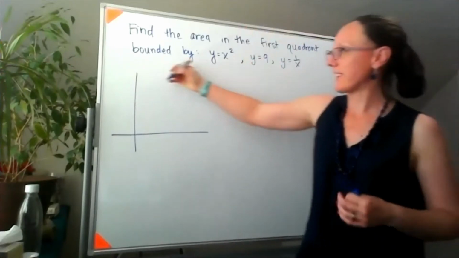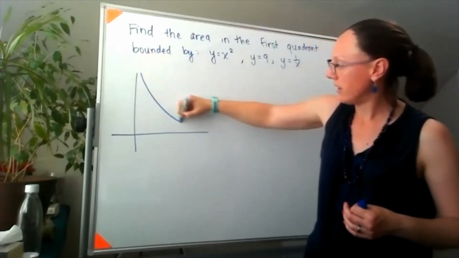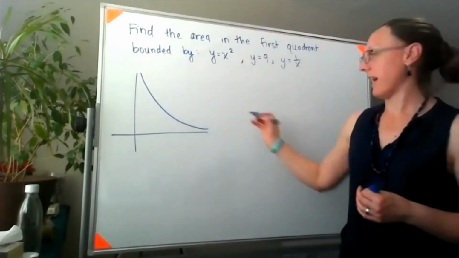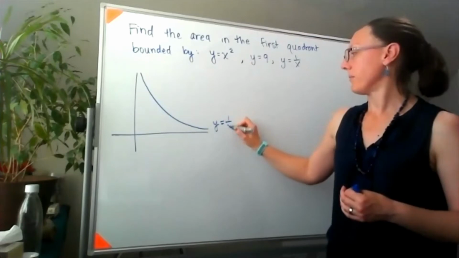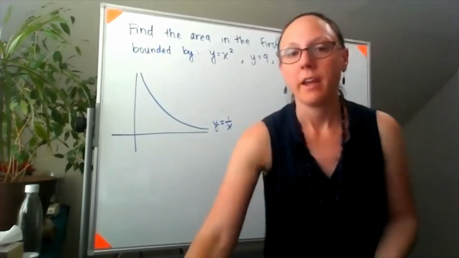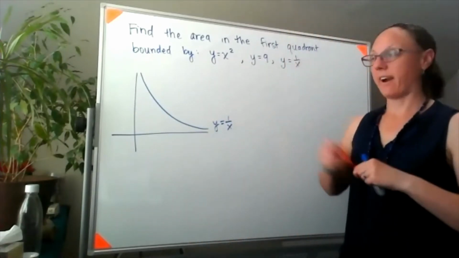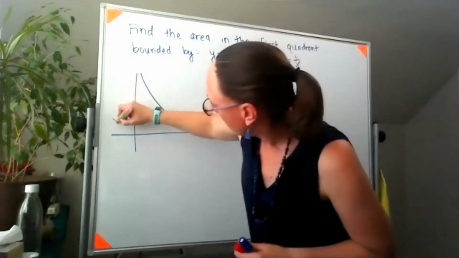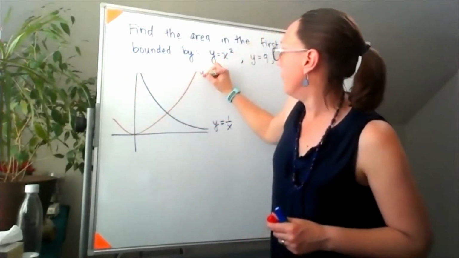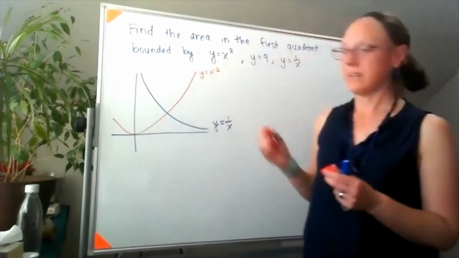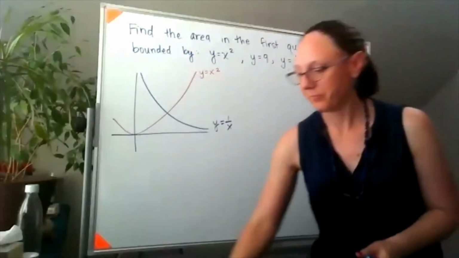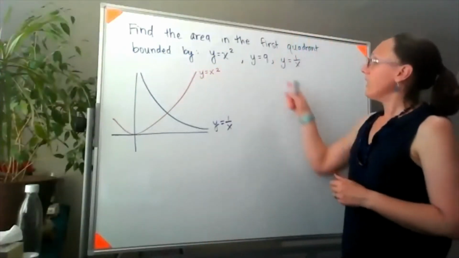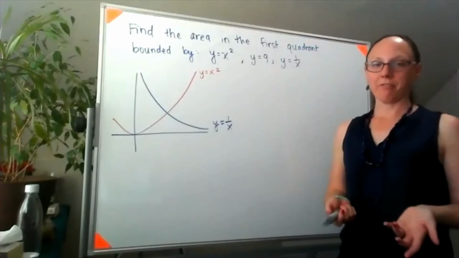Y equals 1 over x in the first quadrant is doing something like that. And I know that y equals x squared is doing something like that. And then y equals 9 is going to be a flat line.